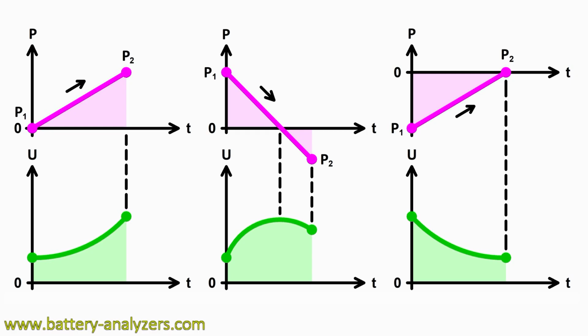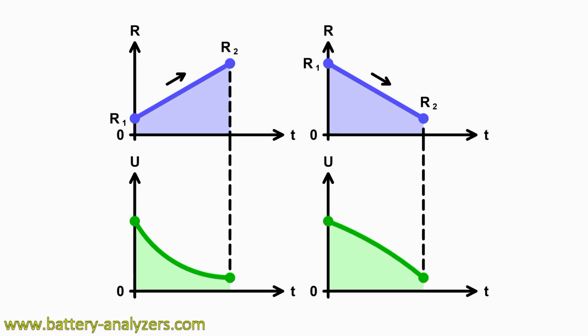At the step of power scanning, the device will change the power on the battery from the initial preset value P1 to the final value P2 with a given rate of change. The resistance scanning step can be used to change the resistive load on the tested battery from the initial value R1 to the final value R2 with a given speed.